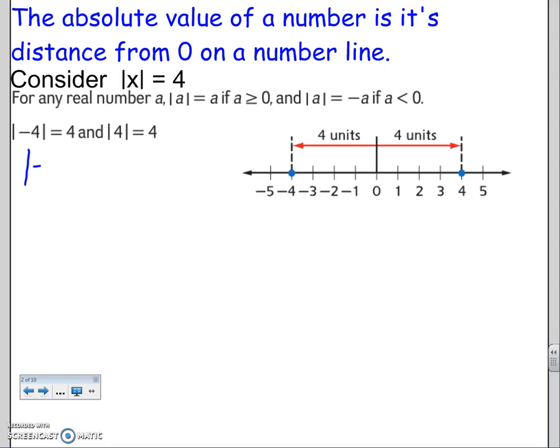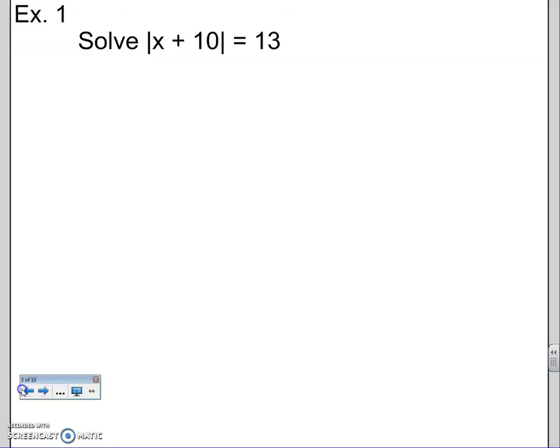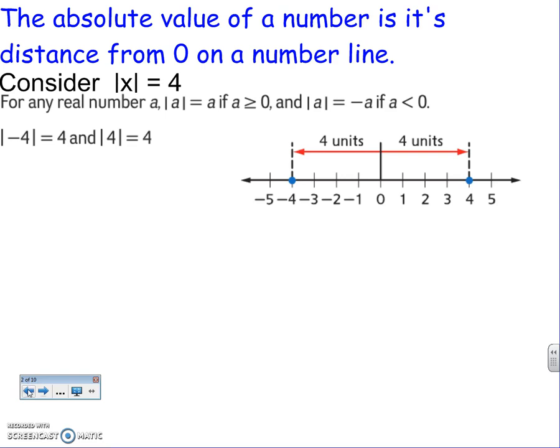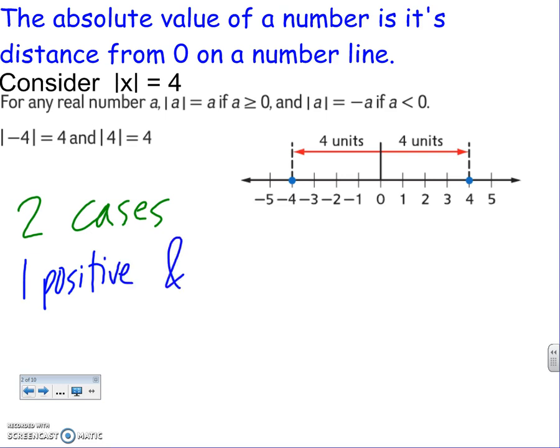Like they said right here, the absolute value of negative 4 is positive 4. The absolute value of positive 4 is still positive 4. Basically, just make the number inside positive. So again, there are two cases. Let me write this down. The main idea is two cases: one positive and one negative.